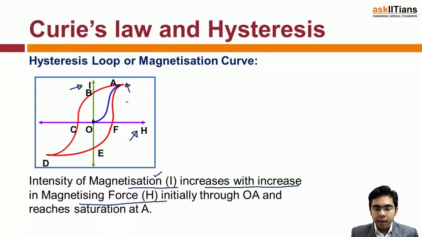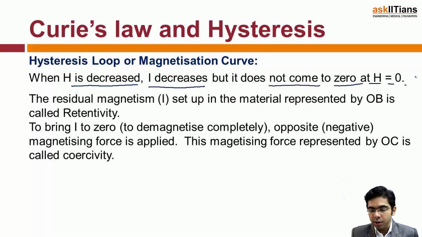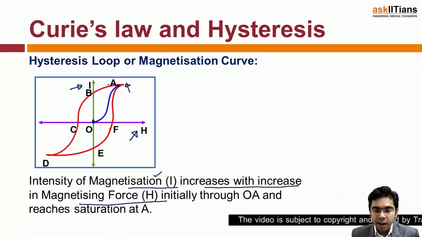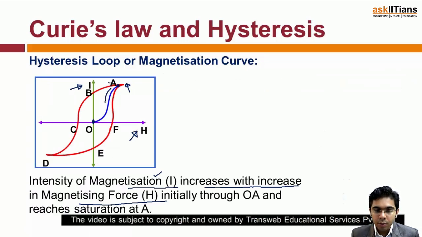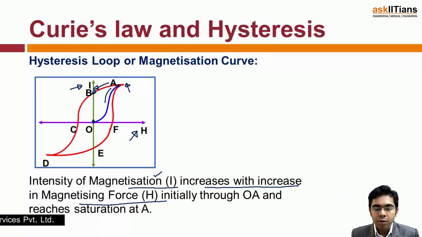Now what else? When H is decreased after saturation, we are now decreasing the value of H. I decreases, but it does not come to 0 at H equals 0. You can see that on decreasing the value of H, it does not follow this path, it follows this path. That means the magnetization remains when we take H equals 0.